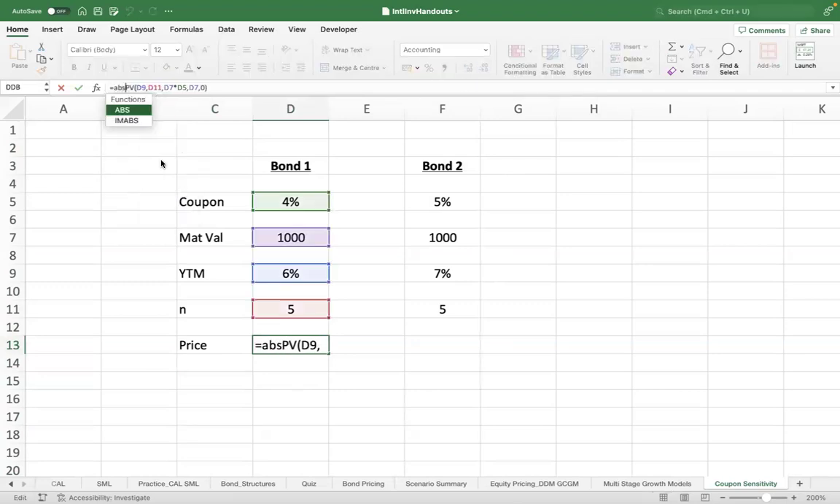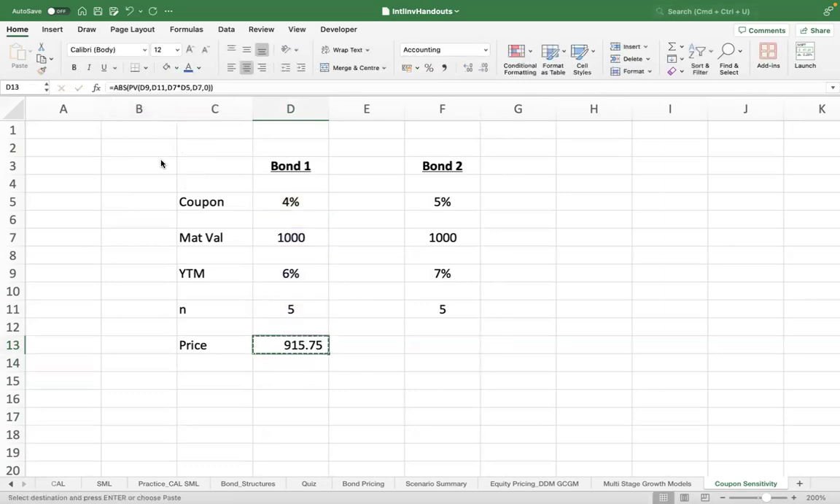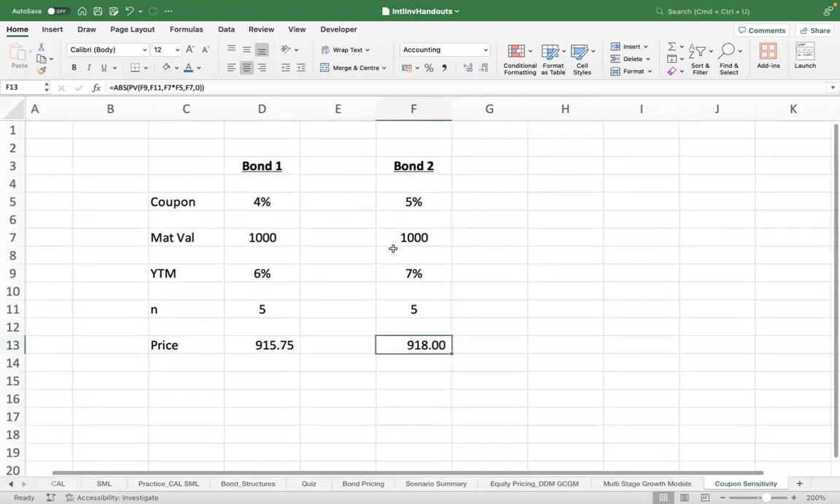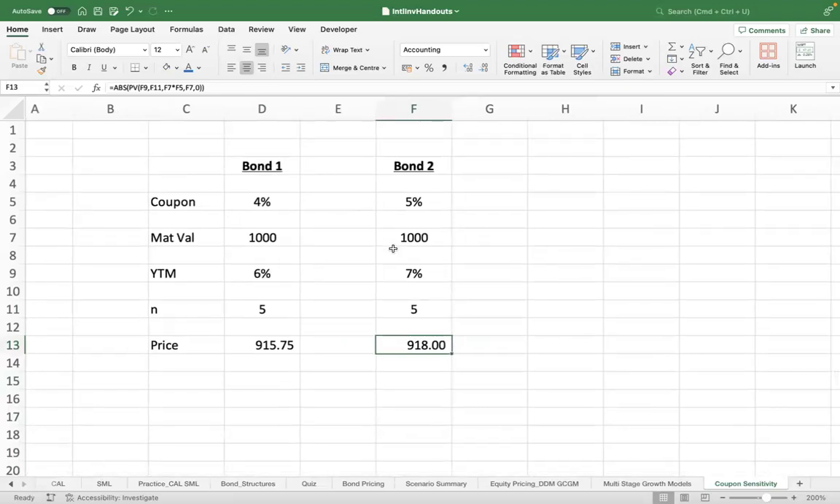And we should take the absolute value just to do the test a little better. And we get $918 for the second one. Did you all get the same answers? So this is the bond price. Now what we will do is a sensitivity test, 3% to 9%. So when the YTM increases, what will be the impact on the bond prices for both bonds, the lower coupon paying bond and the higher coupon paying bond?